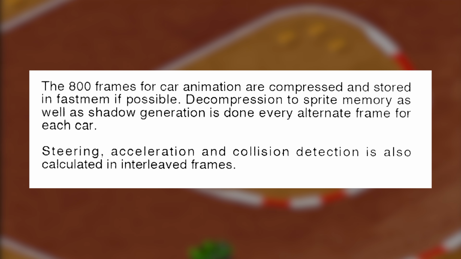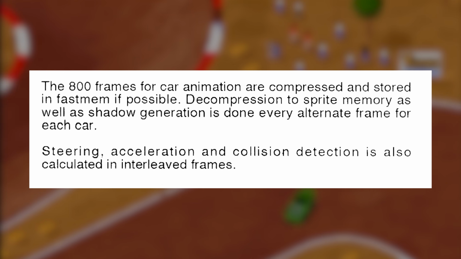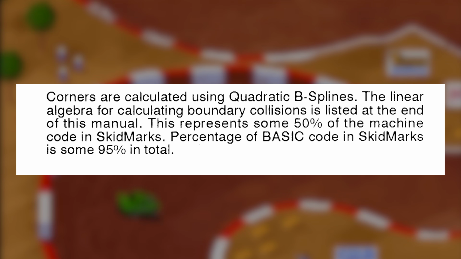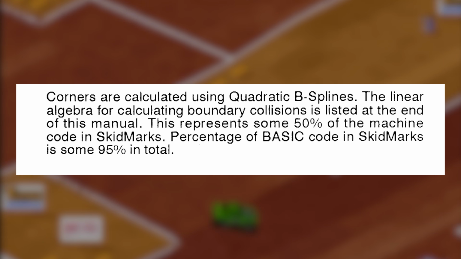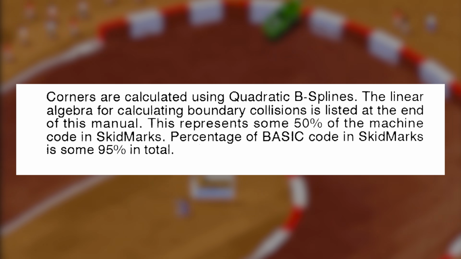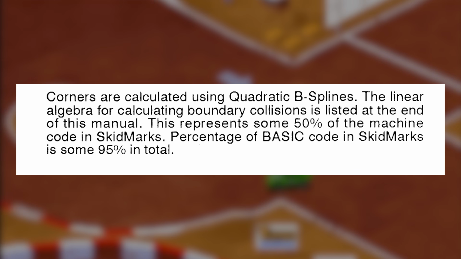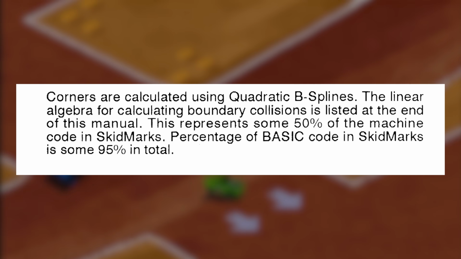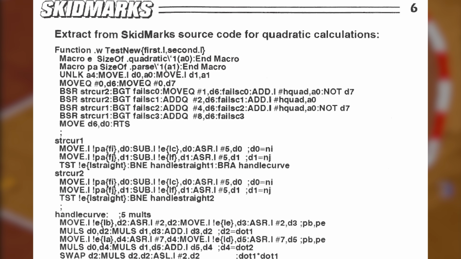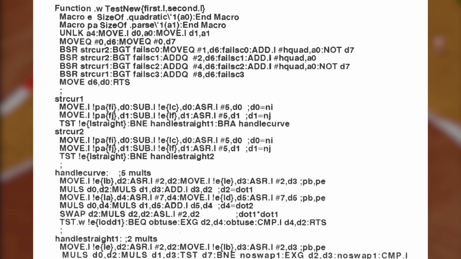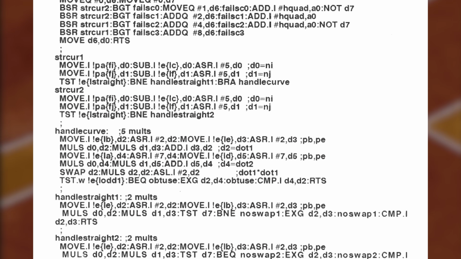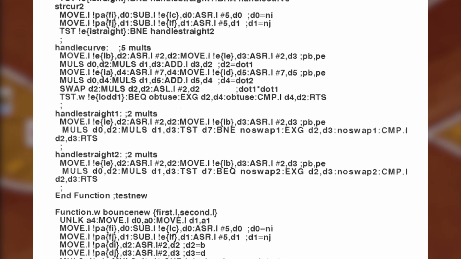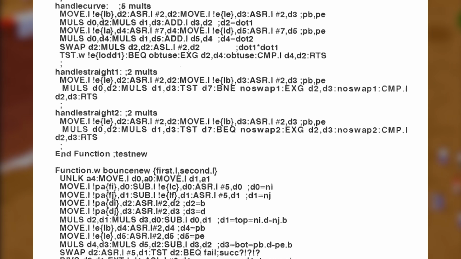pre-rendered at every angle, a bit like Chris Sawyer would later go on to do with games like Roller Coaster Tycoon. It also states that the percentage of Basic code in Skid Marks is some 95% in total, with just the remaining 5% being a small amount of machine code by Simon Armstrong, which looks like this. And any game that needs quadratic calculations in machine code is probably going to be beyond my capabilities, if we're all honest. So Skid Marks is a fantastic example.